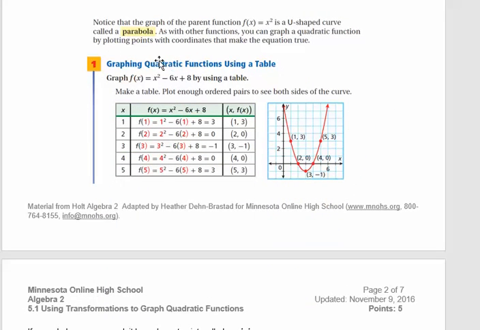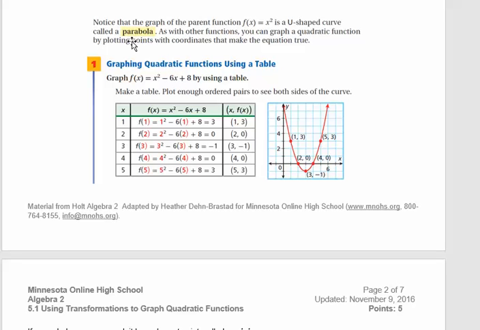We call the graph of a quadratic function a parabola. So the graph of a quadratic function is a parabola. And it's kind of U-shaped, but it will get wider as it increases upwards or downward. Sometimes it's an upside down U if it's opening downward.